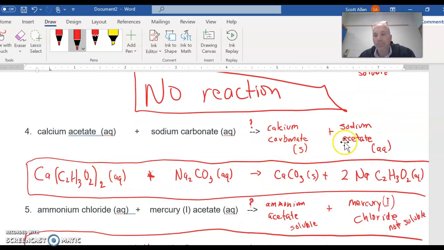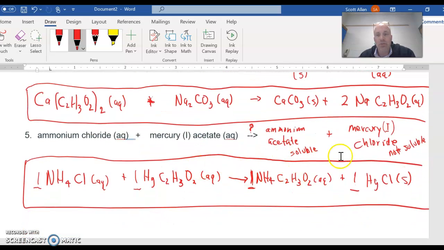The next problem, calcium carbonate would be insoluble. So we put the formulas down, and this is what we would have here. The next problem, mercury 1 chloride would be not soluble. So a reaction would occur. We bring those down and balance it, and this is what we get.